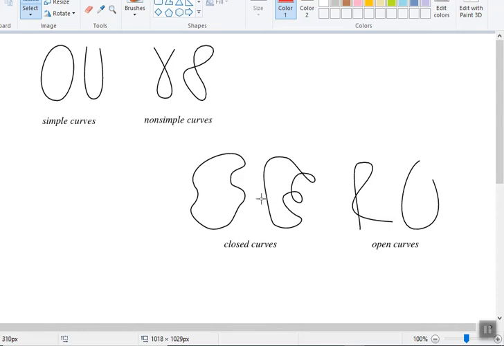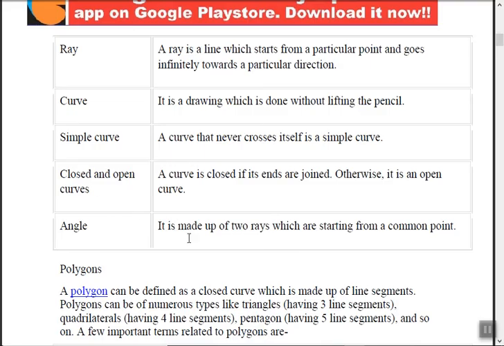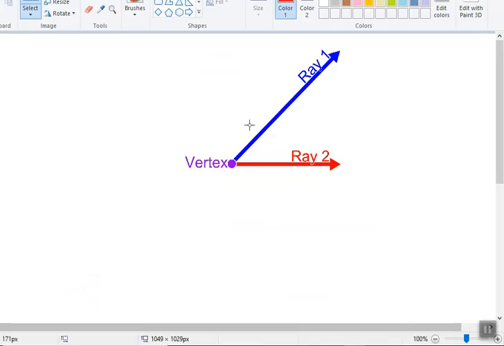Here it is, see this. This is a closed curve. But is this a simple closed curve? No, this one is not a simple closed curve. This one is a simple closed curve. And these are open curves. Open curves means their ends don't touch. Angle. It is made up of two rays which start from a common point. See this. This is the common starting point called the vertex, and this is ray 1. This is ray 2, and the gap between them is called the angle.